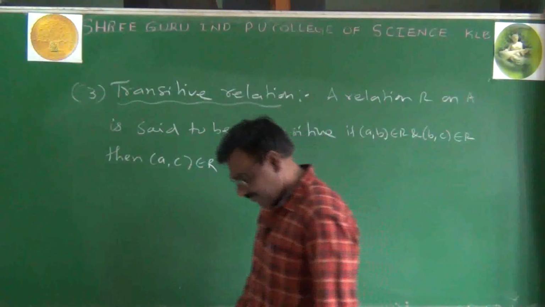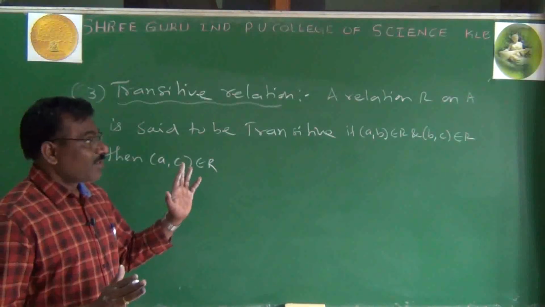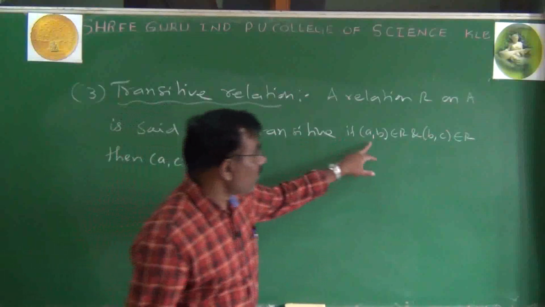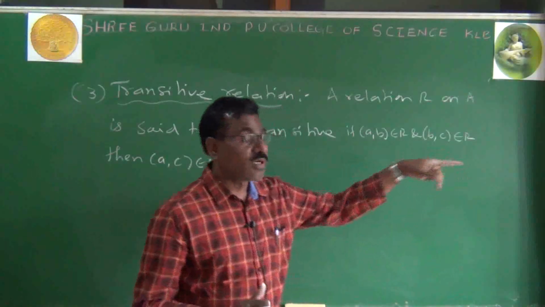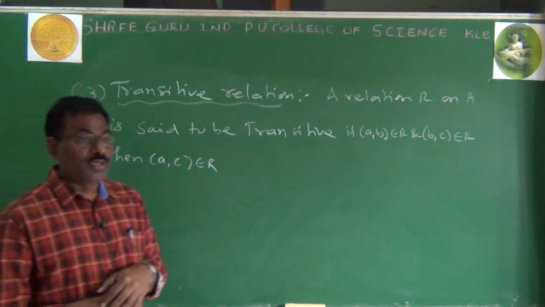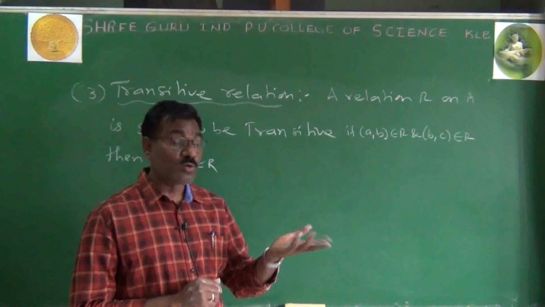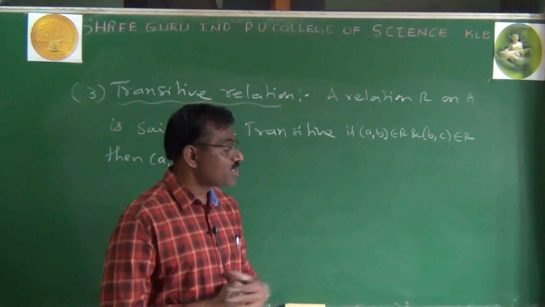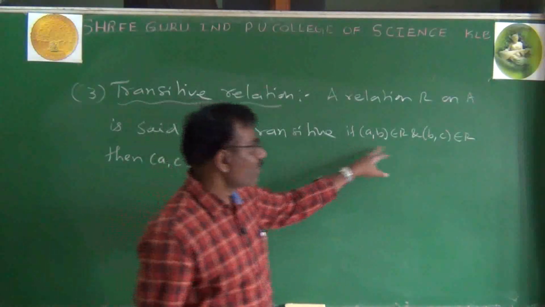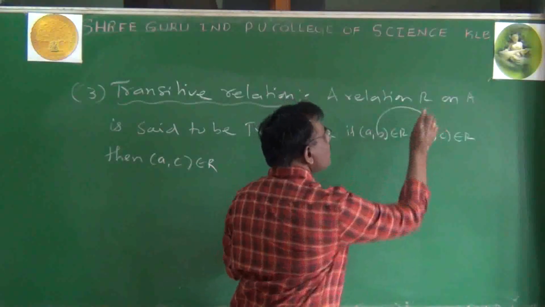Interesting. A relation R on a set is said to be transitive if a comma b belongs to R and b comma c belongs to R, it implies a comma c belongs to R. In symmetric, in the previous definition, you select one ordered pair a comma b, but you need b comma a. But how many ordered pairs are given in transitive? Two ordered pairs, compulsory: a comma b and b comma c. But this and this element must be the same.